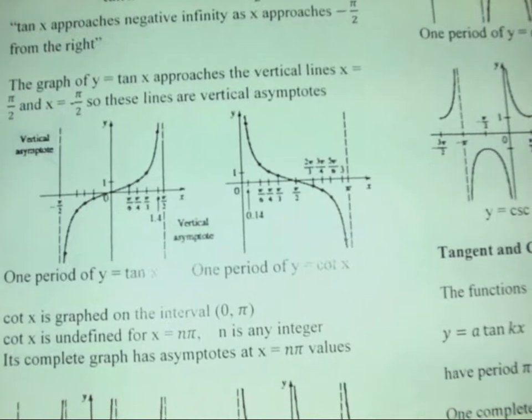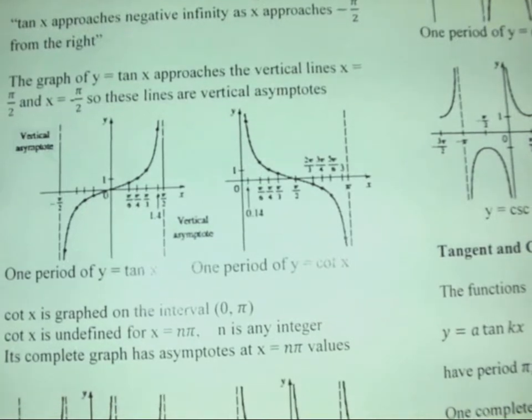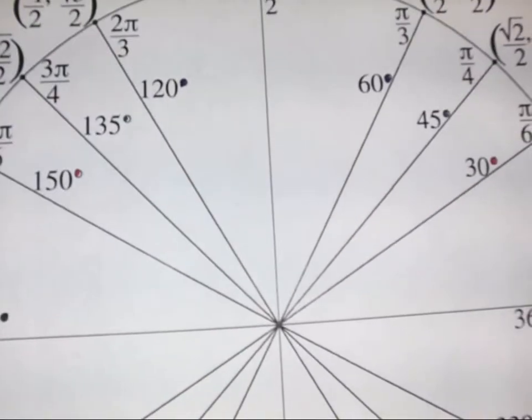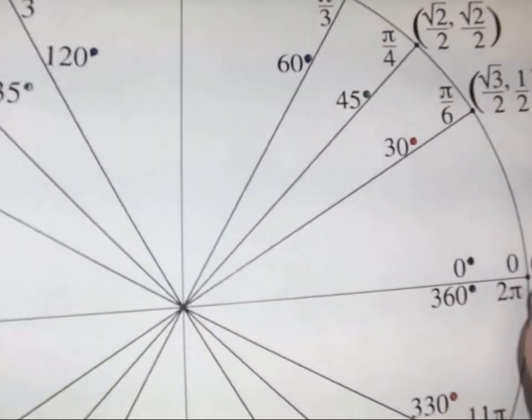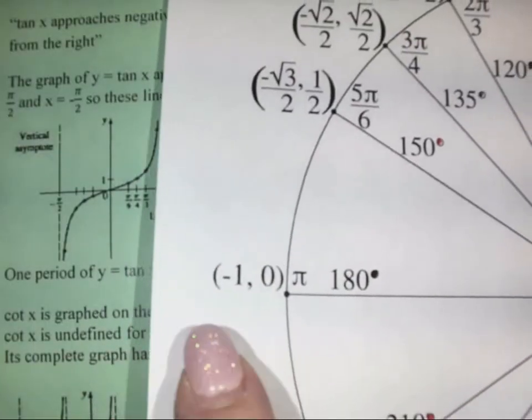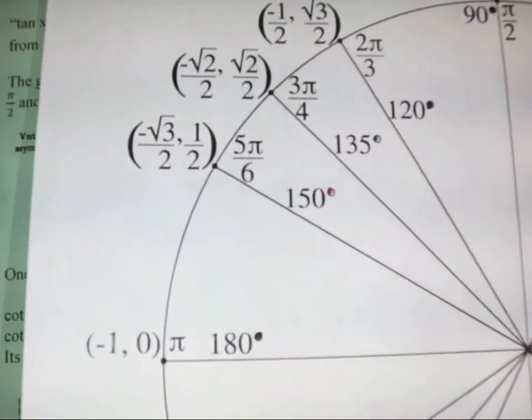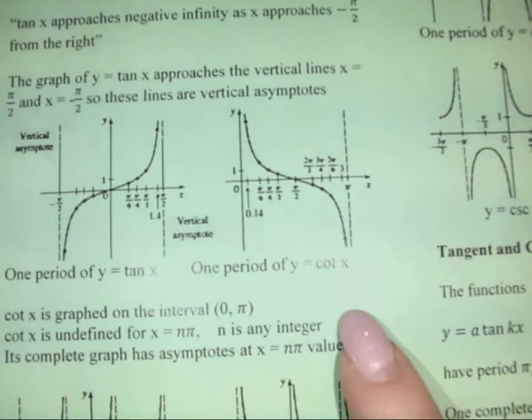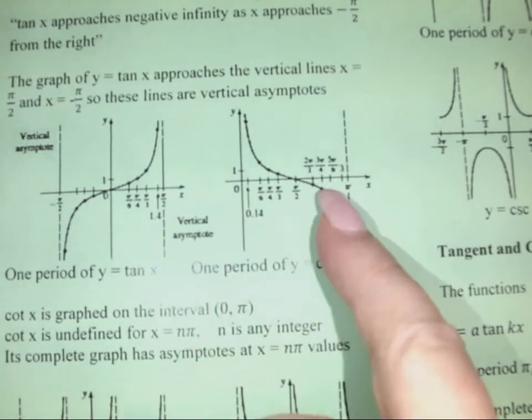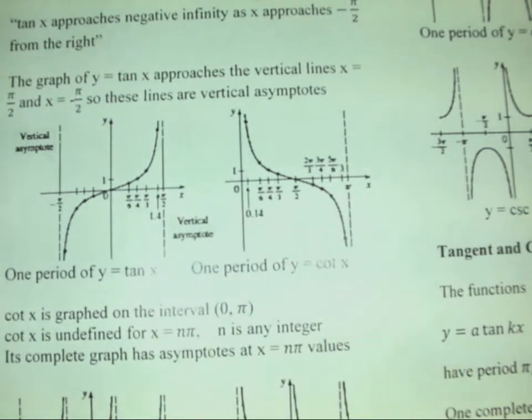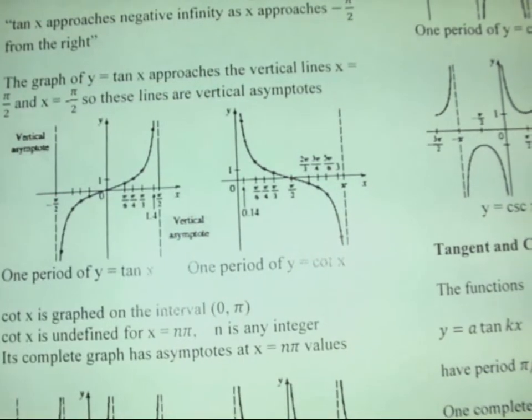Cotangent is cosine over sine, and sine is 0 at 0, and then over here at pi. So those are where the asymptotes will land for cotangent, because sine is in the bottom, and wherever sine is 0 the cotangent is undefined, at 0 and pi and 2 pi and 3 pi and so forth. So that's where those asymptotes will be.